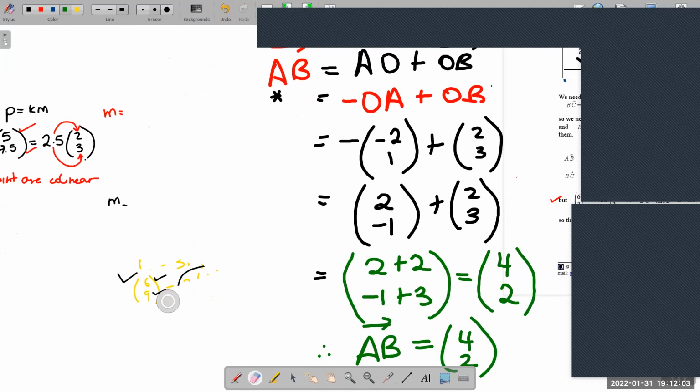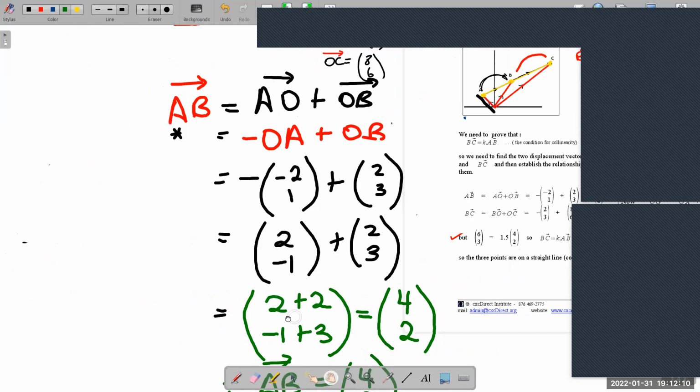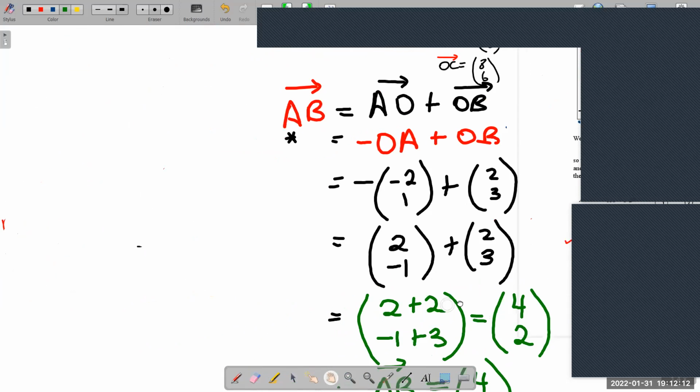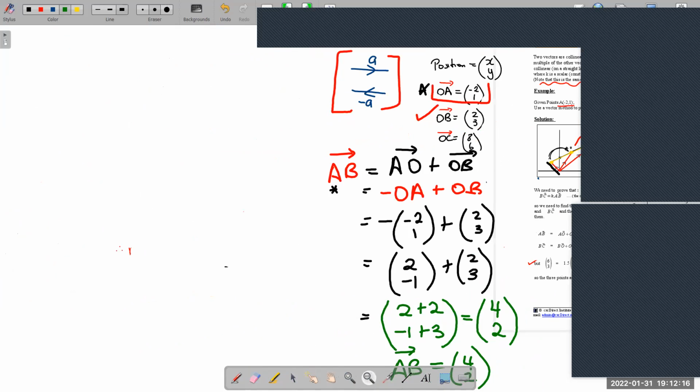So we found AB. What's the next line we have to find to make sure that they're collinear? Anybody remember what we have to find? Exactly, very good. We need to find BC. So let's go. We're going to break it down again. Based on what we're looking for, we're going to write BC. Anybody think they could figure out what the formula for BC is? What do you think BC is going to end up being? It's going to end up being BO plus OC.